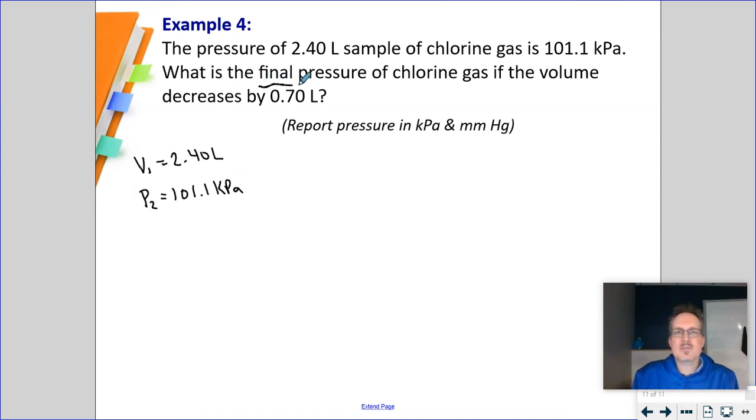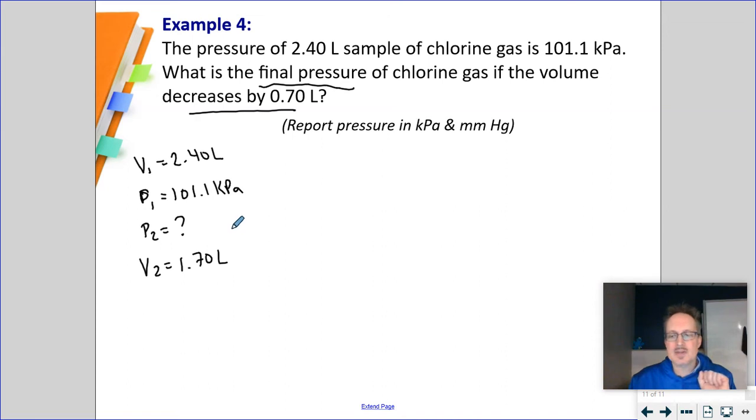What is the final pressure? So we are trying to find, and again, I'm struggling. So let's fix this. This is my P1. So what is my final pressure? Here's the trick: the volume decreases by 0.7. So my initial volume was 2.4. If it decreases by 0.7, I have to subtract 2.4 minus 0.7. And my value is 1.70 liters. Be very careful how you read this question.